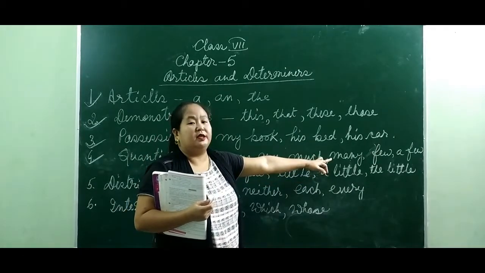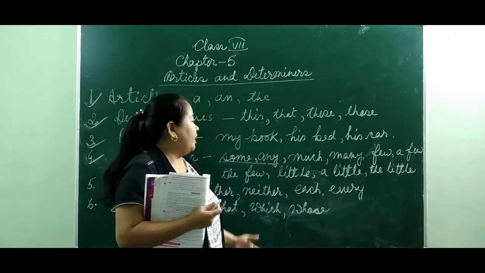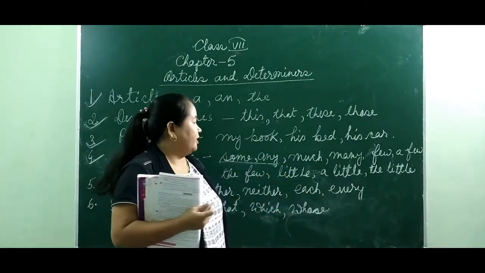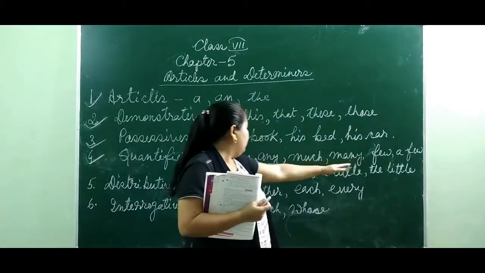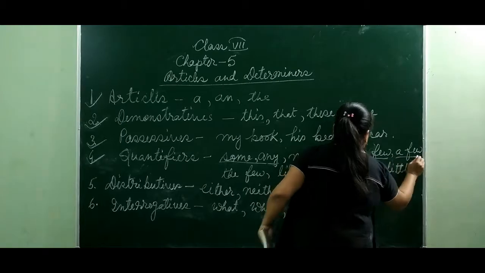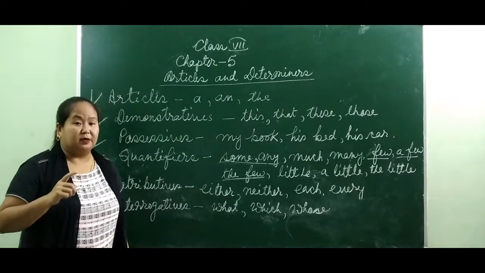Many is used with countable nouns denoting numbers. I have many friends. I have many vehicles. Few, a few, the few. There are few, a few, and the few. They are used with countable nouns.